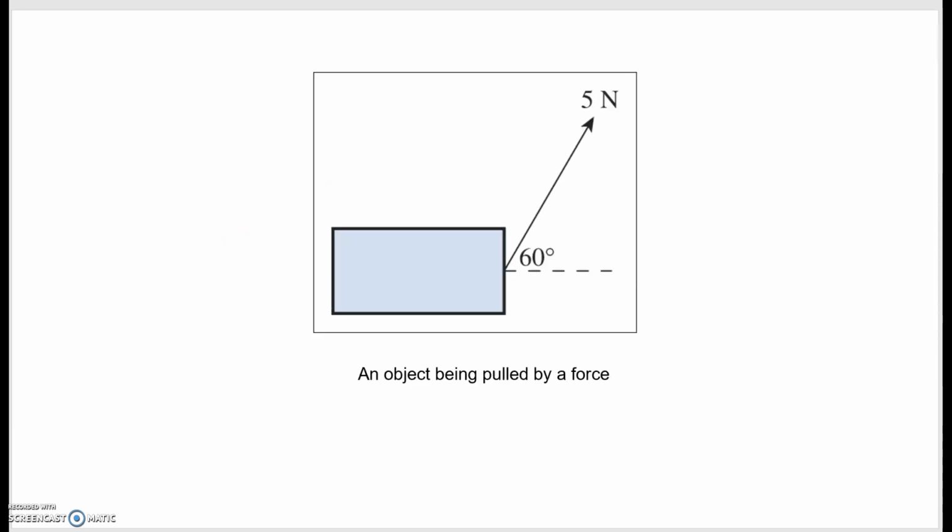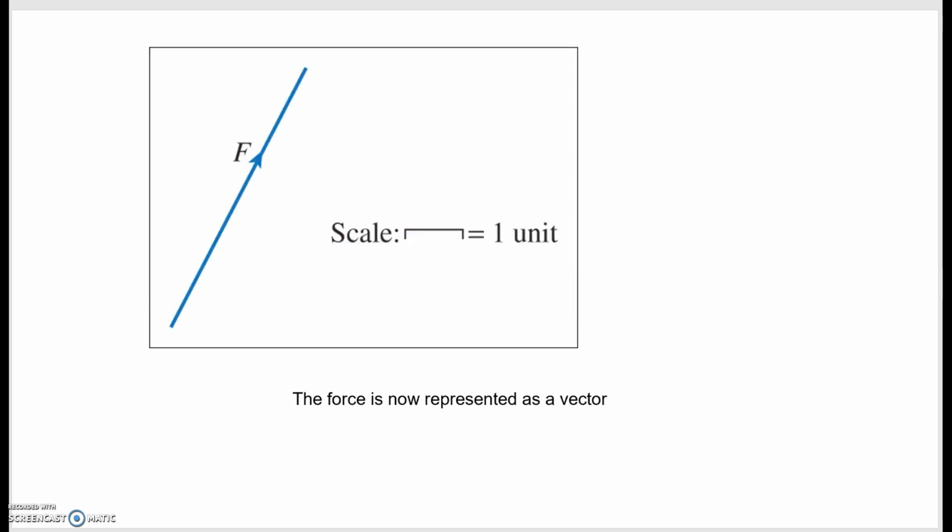In this diagram, what we've got is an object that's being pulled by a force of 5 newtons at an angle of 60 degrees to the horizontal. So that angle in there is 60 degrees. So the question is, how do we show this as a vector? Basically, we remove the object and the horizon. So we take those out, and now we have the force represented as a vector. So before we had the little object there and we had the horizon put in, but now taking those away, we've just got a vector.